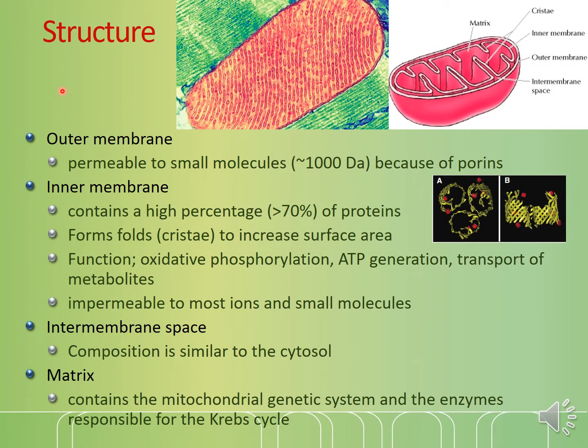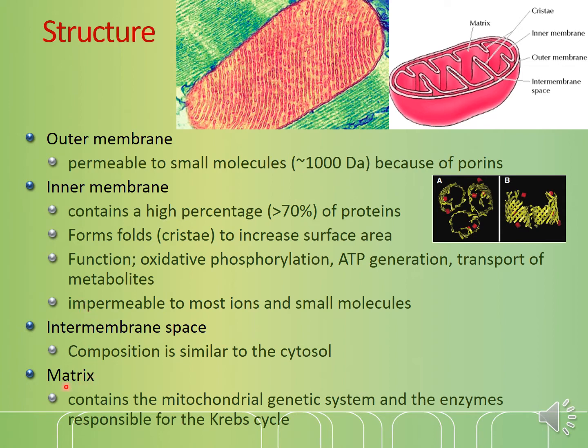Now, we have the outer membrane. It's quite permeable to small molecules. It contains openings called porins. There is the inner membrane. It contains a high percentage of proteins. It's formed from several folds to increase the surface area, and that's the function of the inner membrane, mainly generation of ATP. It can also transport a number of metabolites like pyruvate. Overall, in contrast to the outer membrane, the inner membrane is impermeable to most ions and small molecules.